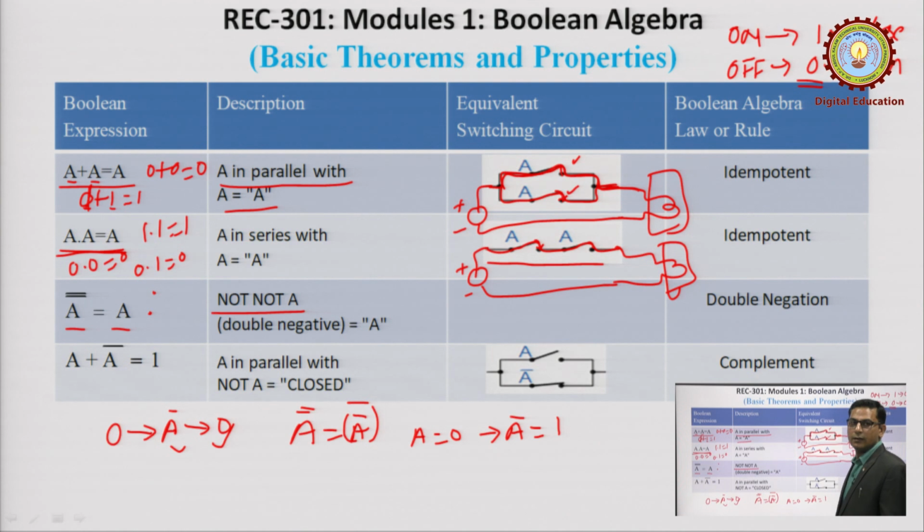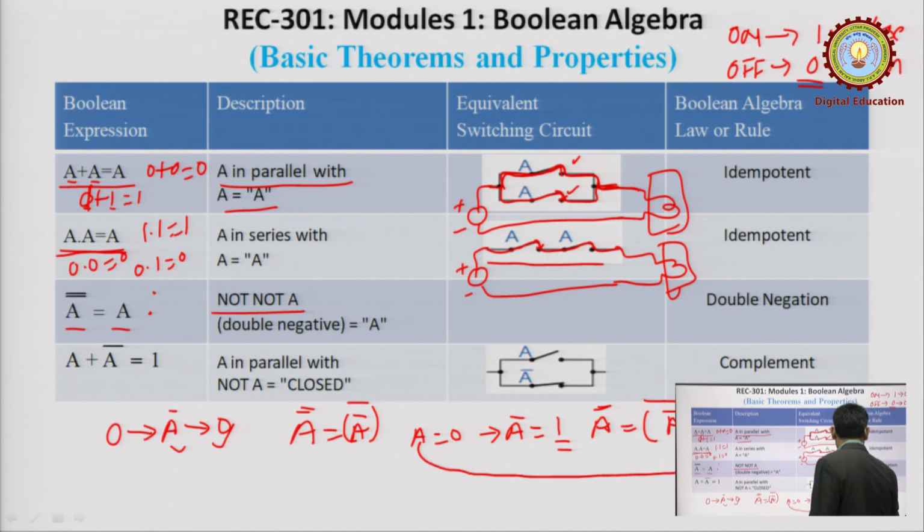And if A bar is 1, then what will be the value of A double bar? A double bar is equal to the bar of this, so 1 inverse, and that is equal to 0. So whatever we have given, we get the same output. Okay. So this is the main part of this question.